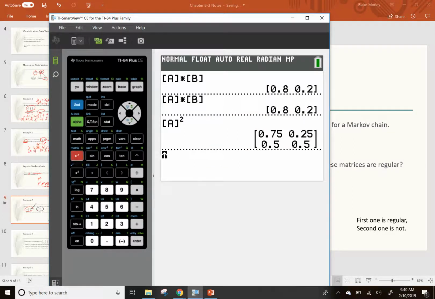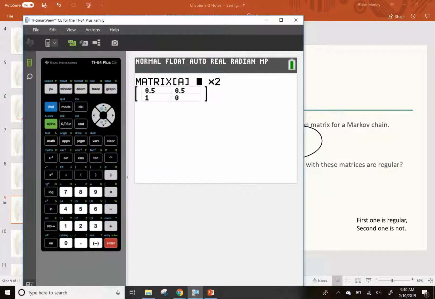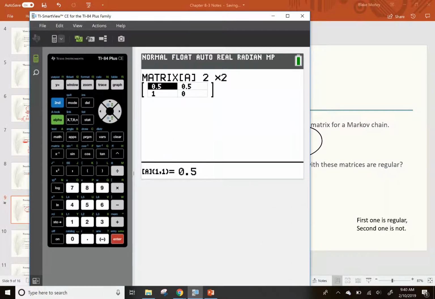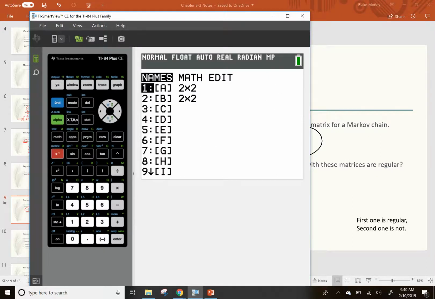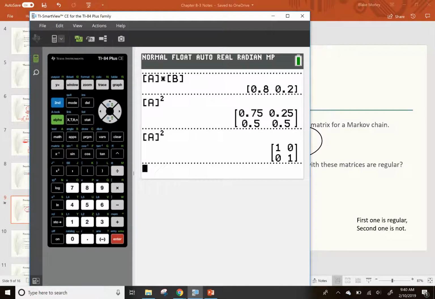So let me go back to my matrix menu, and we'll type it in. That matrix was 0, 1, 1, 0. So 0, 1, 1, 0. All right, so let's test it out. Let's take that matrix and raise it to the second power. And we get 1, 0, 0, 1.